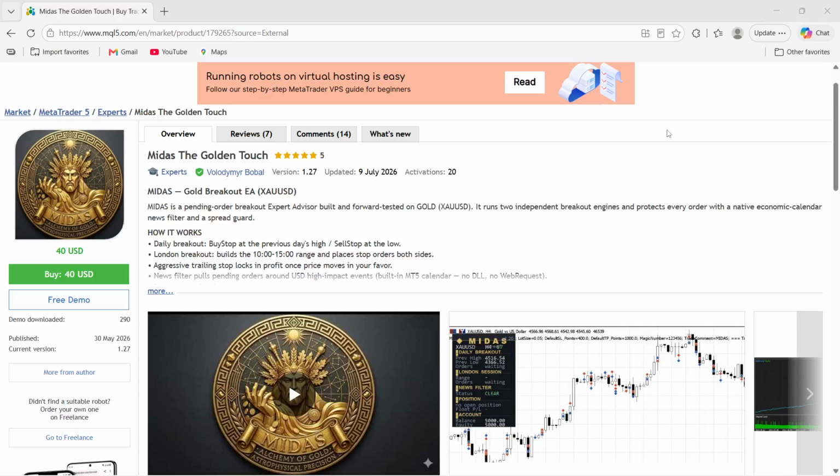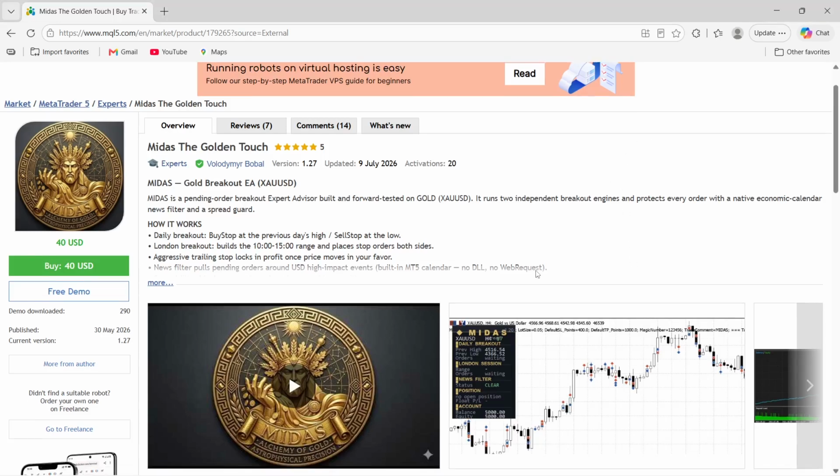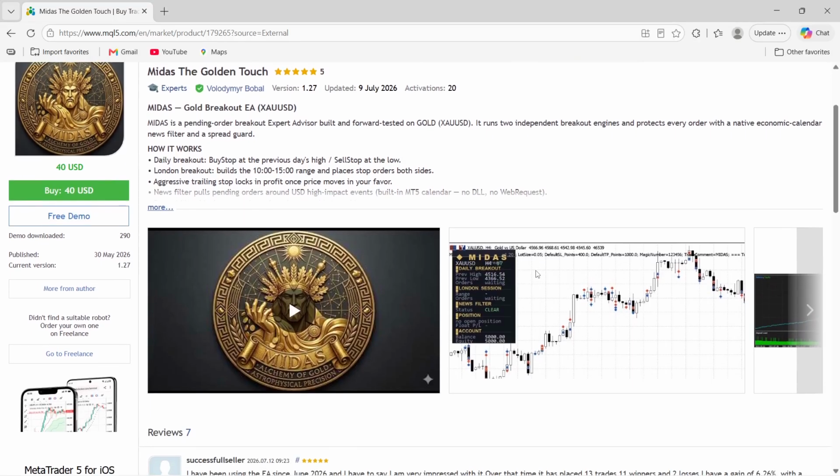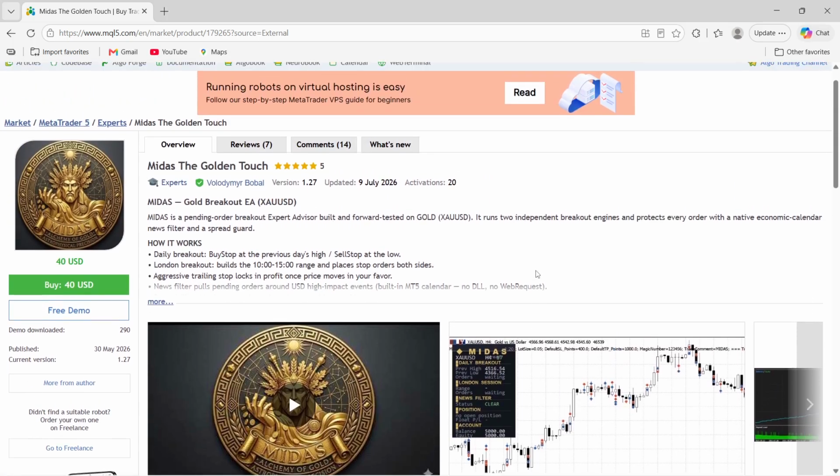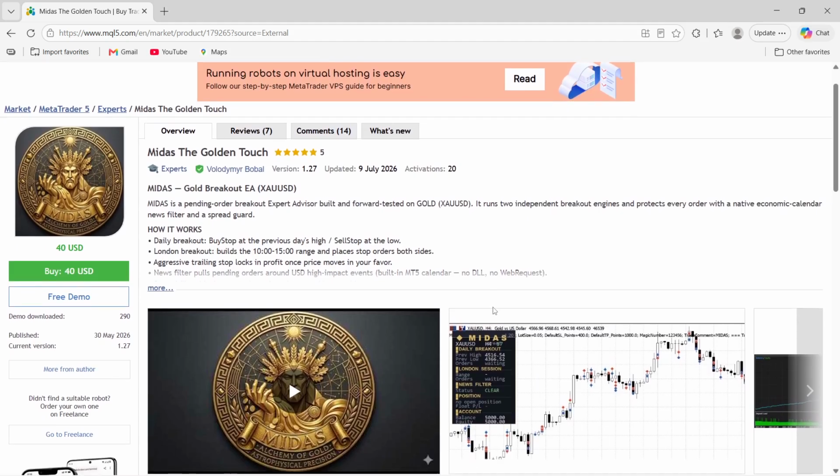Hello traders. In this video, we are going to be reviewing Midas, the Golden Touch EA for MT5. This gold focus system aims to turn trades into "gold" in quotes with smart logic. So let's see the claims and test results.